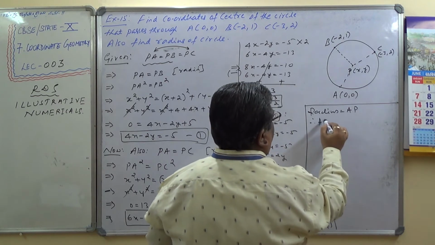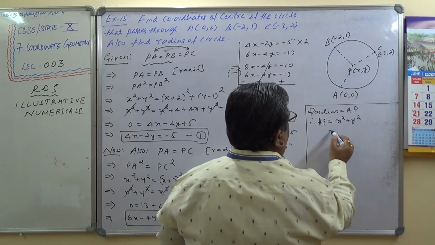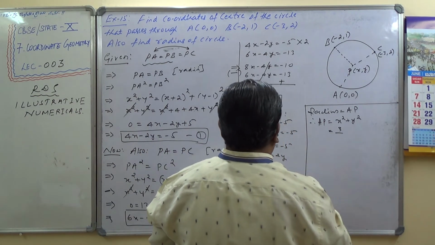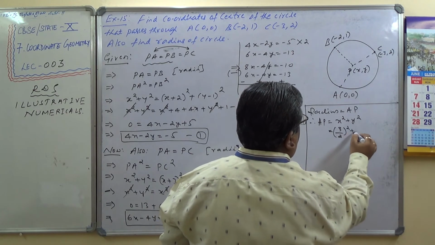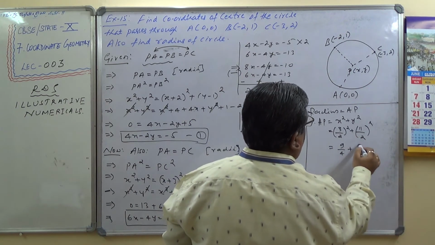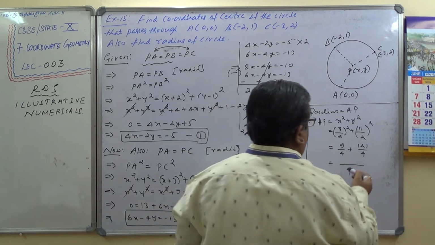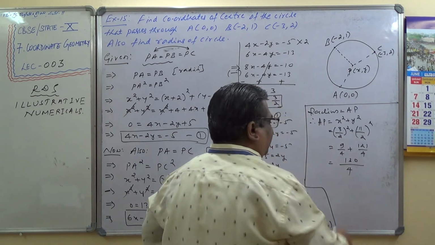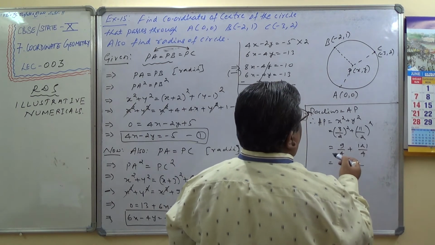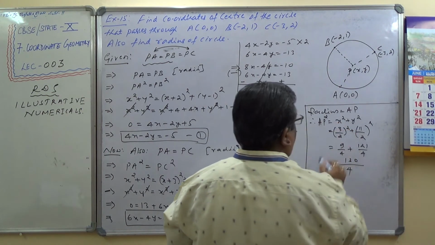Therefore AP is equal to x square plus y square. What is the x value? 3 by 2. 3 by 2 the whole square plus 11 by 2 the whole square, which is equal to 9 by 4 plus 121 by 4. So 4 here, how much is it? 130 by 4. So the radius is AP, which is equal to under root AP square.